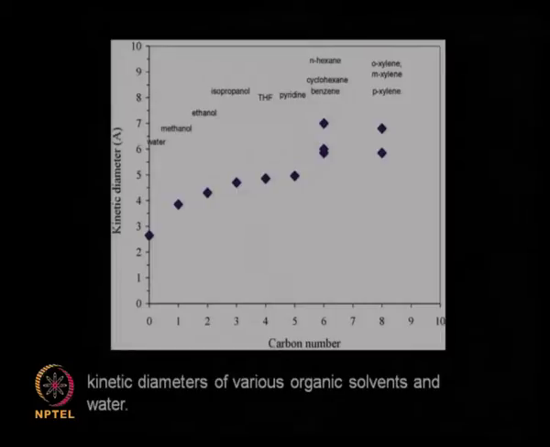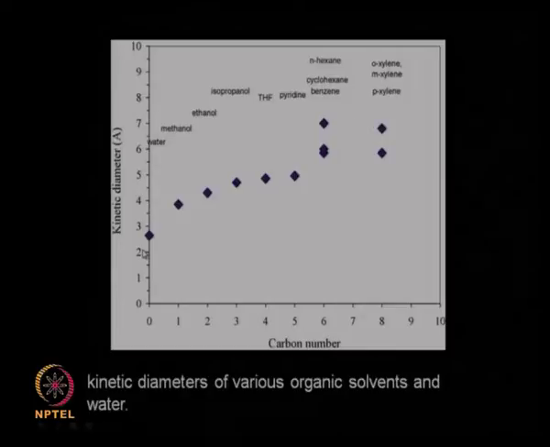This picture just gives you an idea about the kinetic diameters of various hydrocarbons. Depending upon the carbon number, the kinetic diameter keeps increasing. As you can see, water is very low, kinetic diameter is very small because it does not have any carbon of course. Then you have methanol, ethanol, isopropanol, THF, pyridine, hexane, paraxylene and so on. So you see the kinetic diameter increases from almost 2.5 to 7.